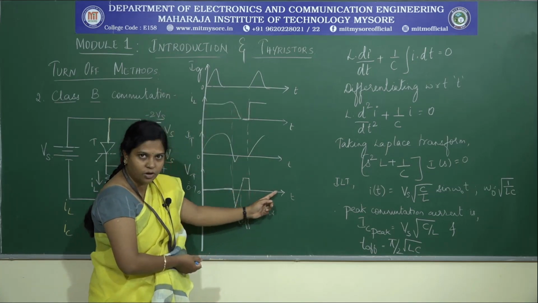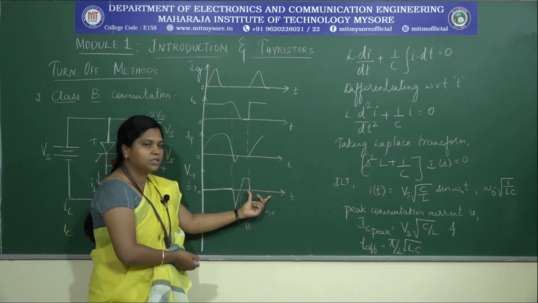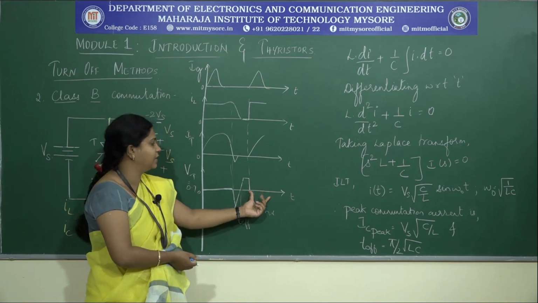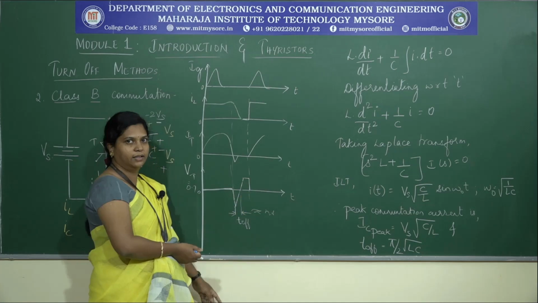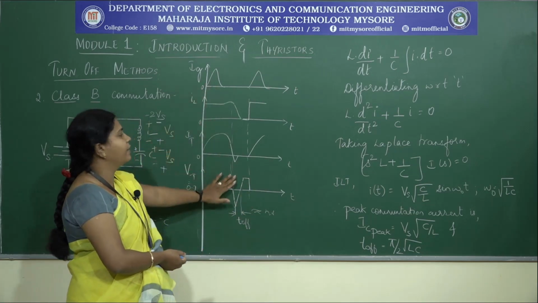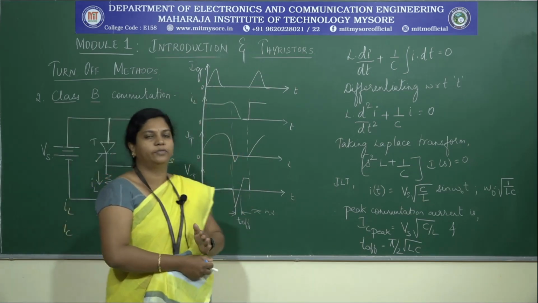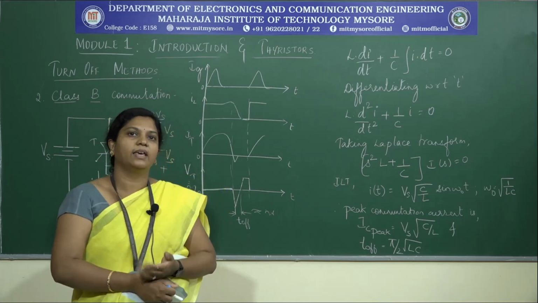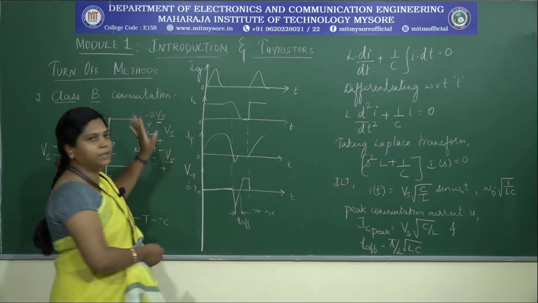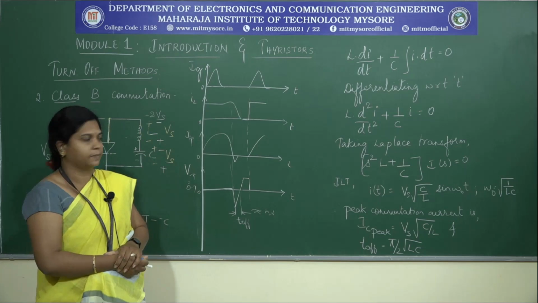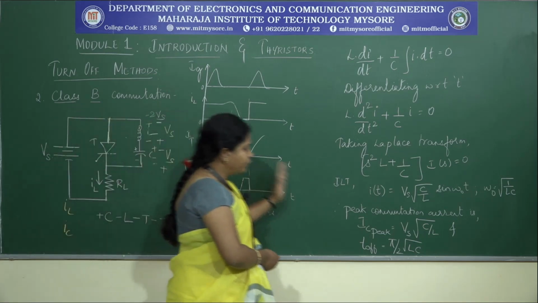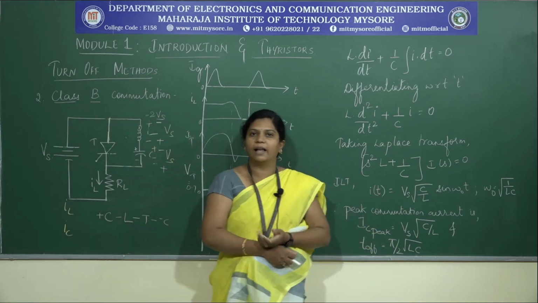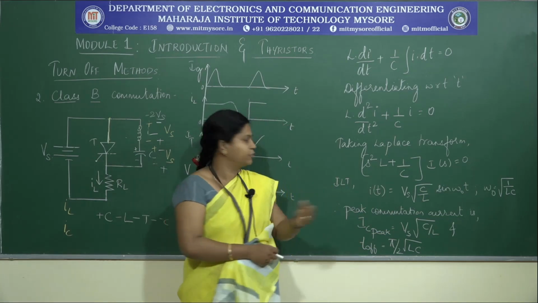Thyristor is going to go to the on state, which means the on-state voltage drop is 0.7 or 0.8. So, you can see a straight line here. This is how we are going to turn off the thyristor by making use of a class B commutation circuit.